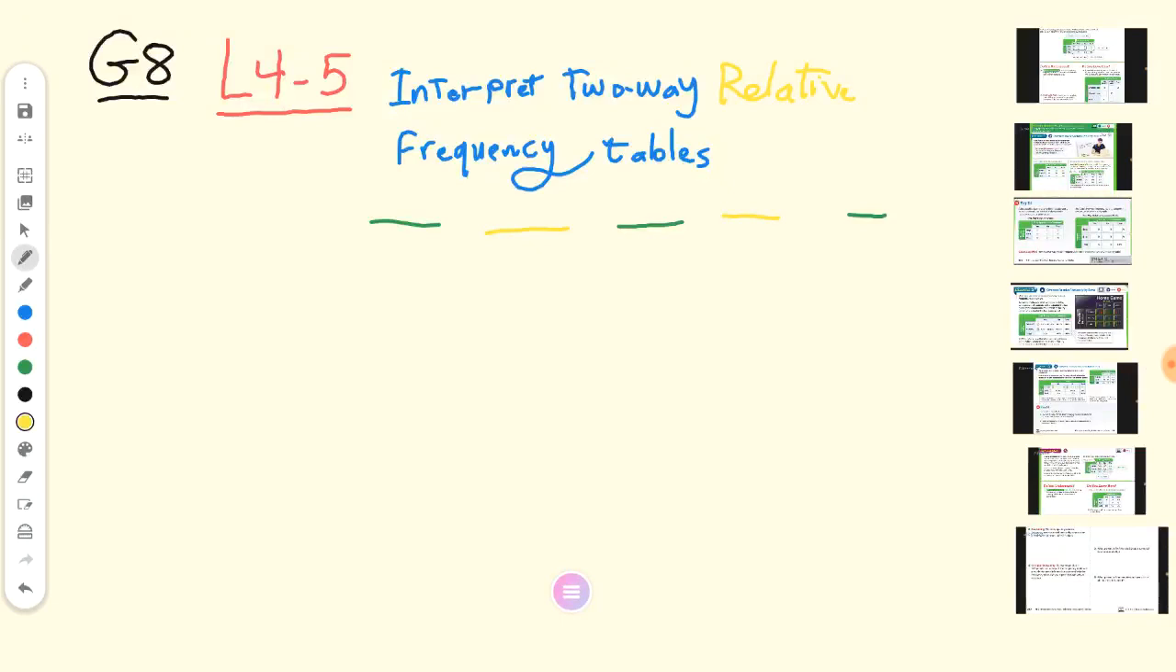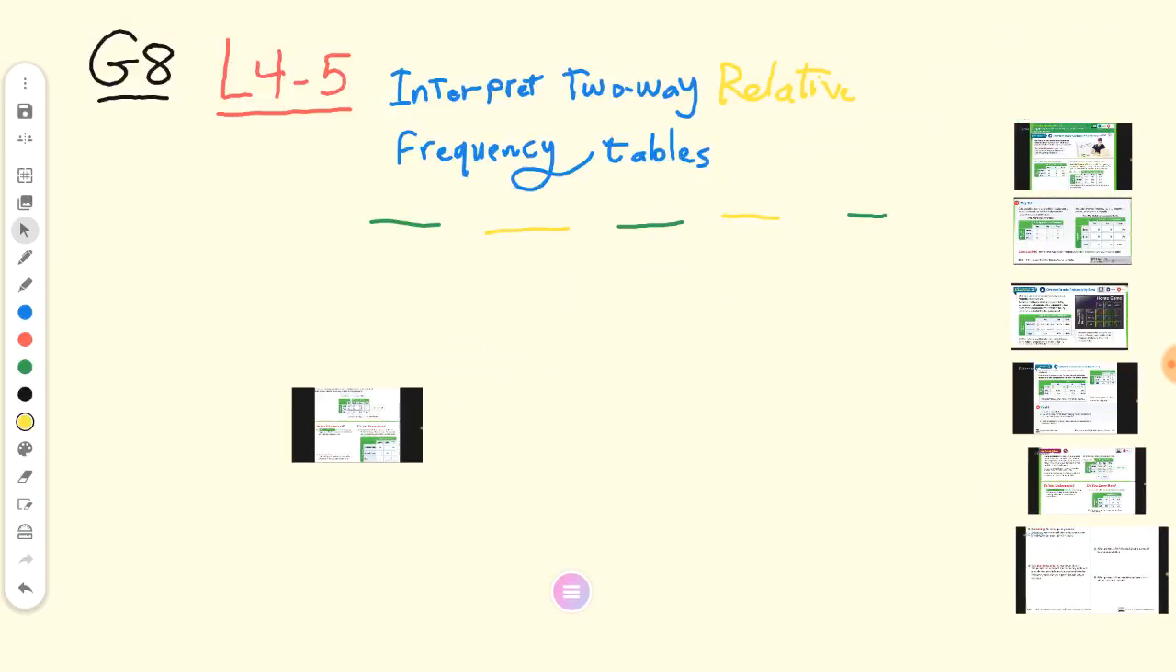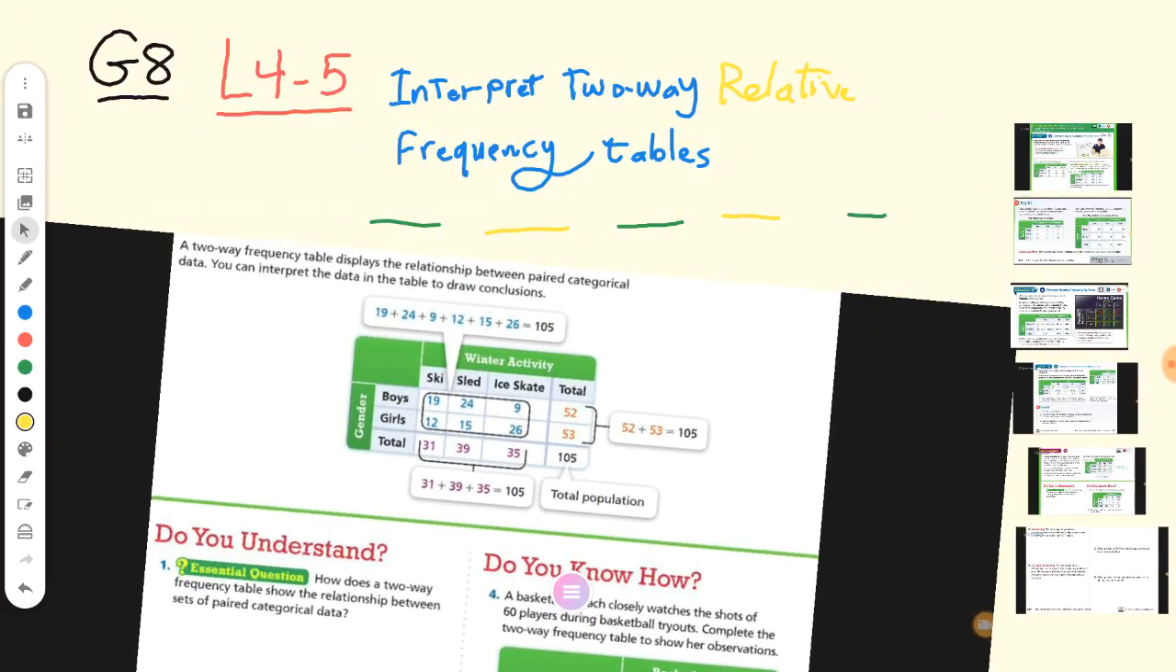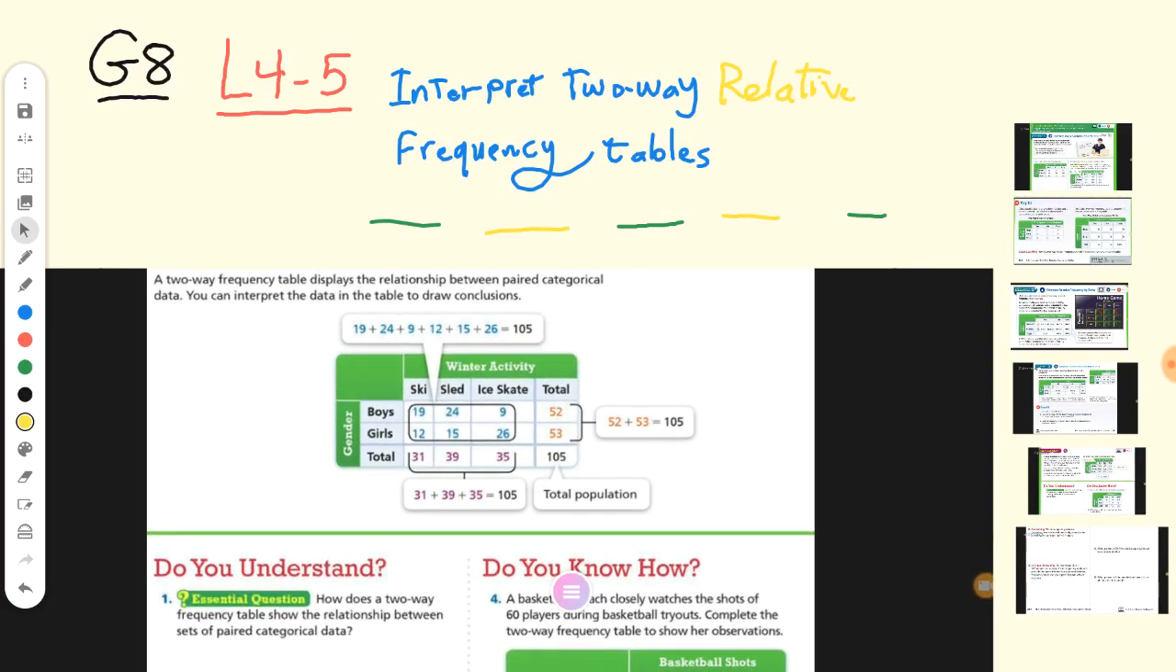The lesson today is interpreting a two-way relative frequency table. You studied before what a two-way frequency table is. As a brief review, the last lesson was about this type of table, which explains the relationship between paired categorical data. So you can interpret the data in a table to draw conclusions.